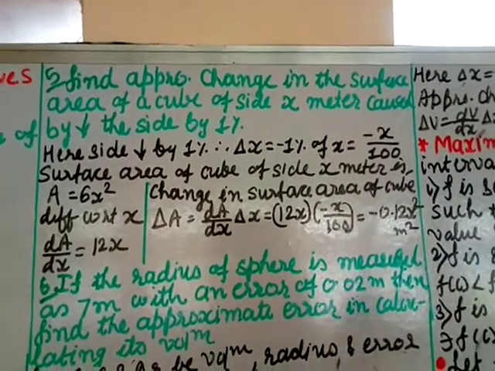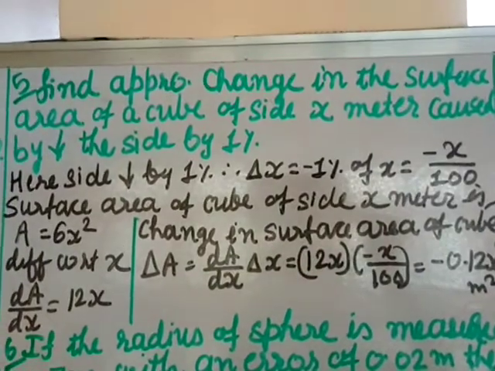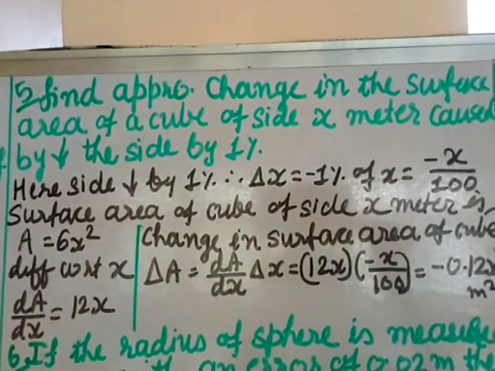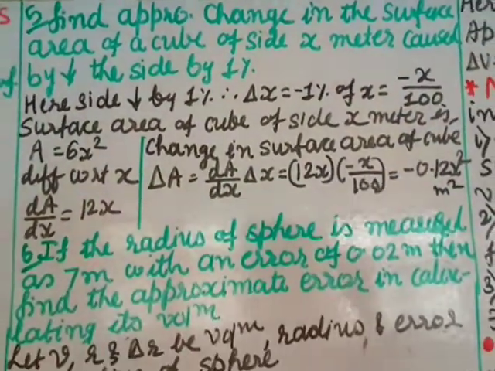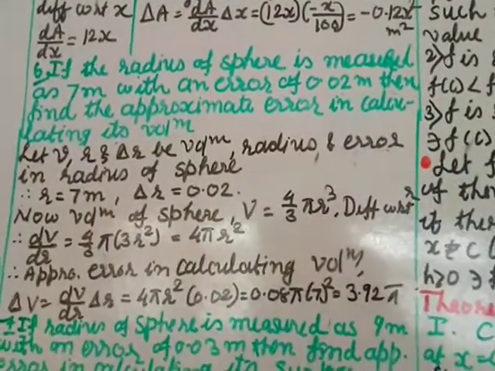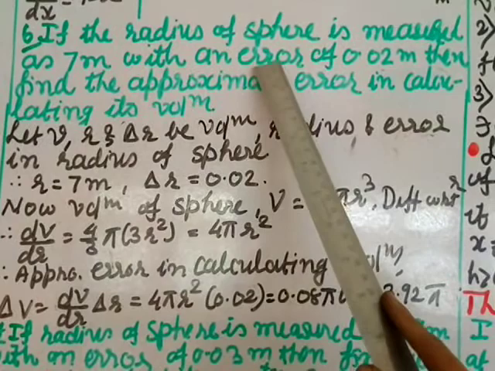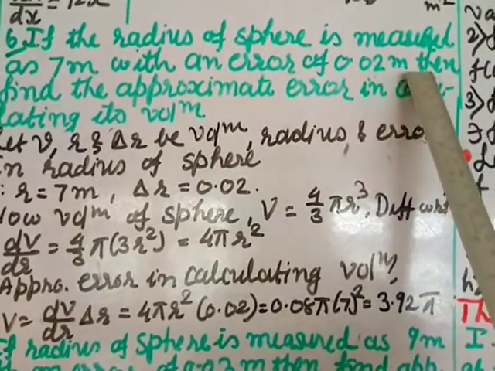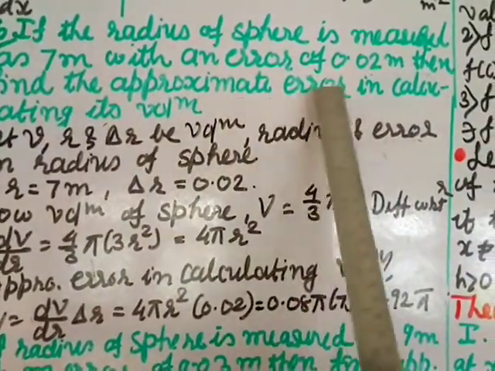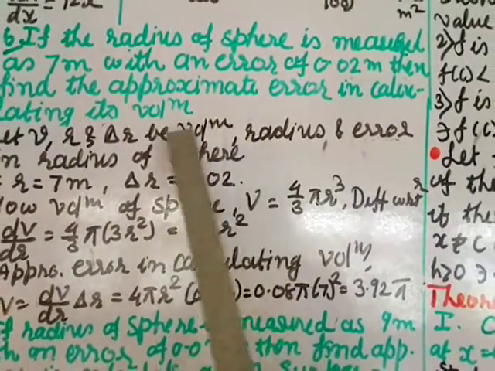This is meter square. So that is the approximate change in the surface area of the cube. Next one, question number 6. If the radius of the sphere is measured as 7 meter with an error of 0.02 meter, then find the approximate error in calculating its volume.